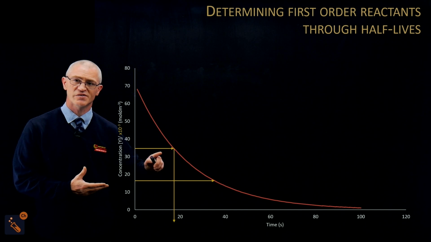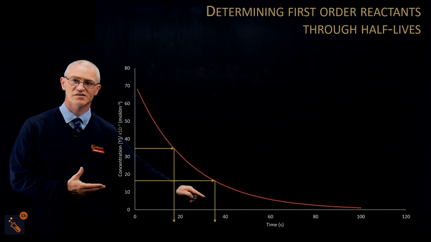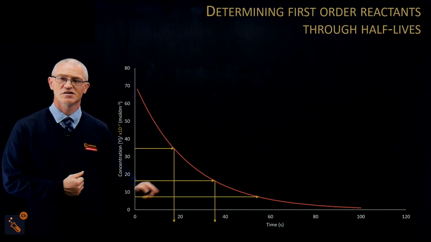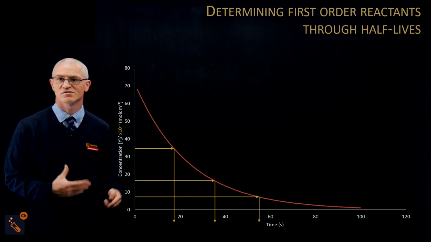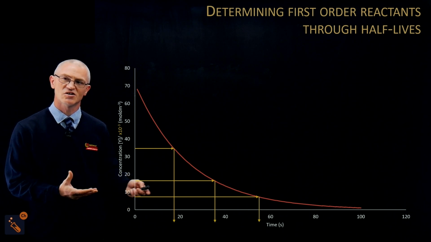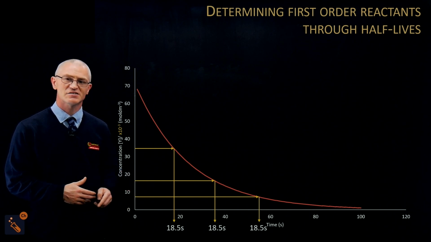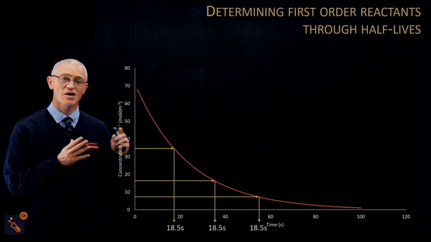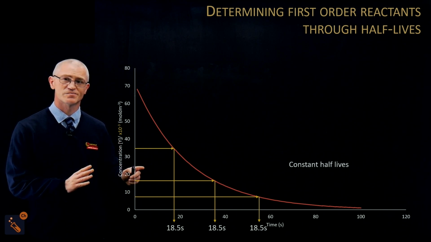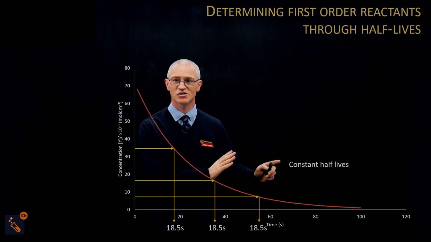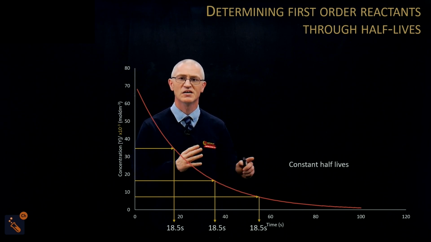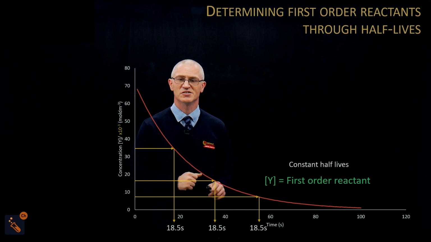There you go, there's another one. I've halved it again, and then I'm going to take my half-life, and then you look here again, I've halved it again. So if you can do 3, do 3, but if you can only do 2, do 2. And that turns out to be 18.5 seconds. Because they're constant, you can say this is a first order reactant. That's what you're looking for, constant half-lives. So Y, in this case, is a first order reactant.